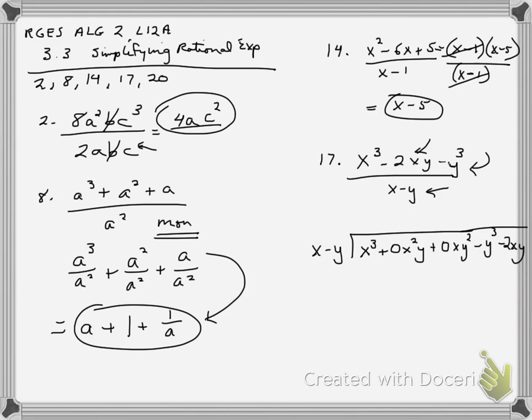Let's see how this works out. I would multiply by x squared, x cubed minus x squared y. We're going to subtract, so this is going to become a plus x squared y. Bring down the next term. Divide again by the x, and you're going to get plus, let's see, we're dividing this right here by x, and we're going to get xy.